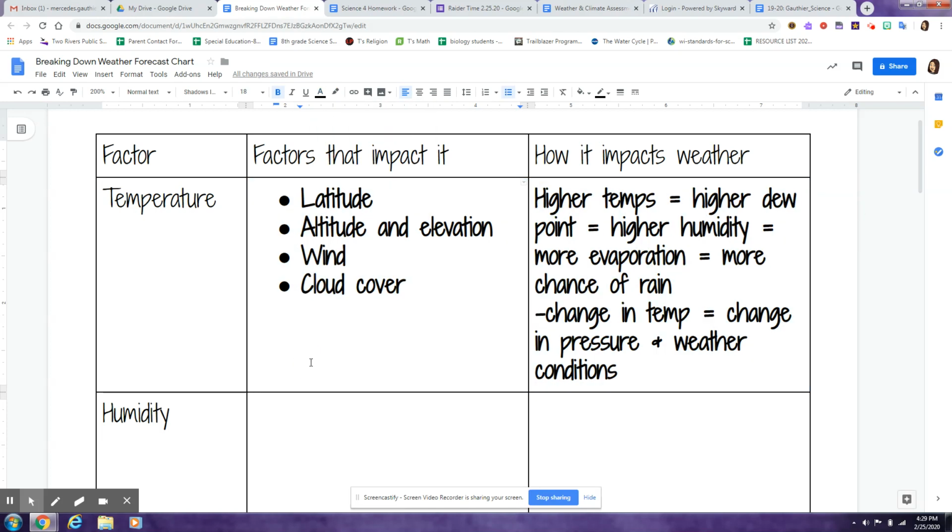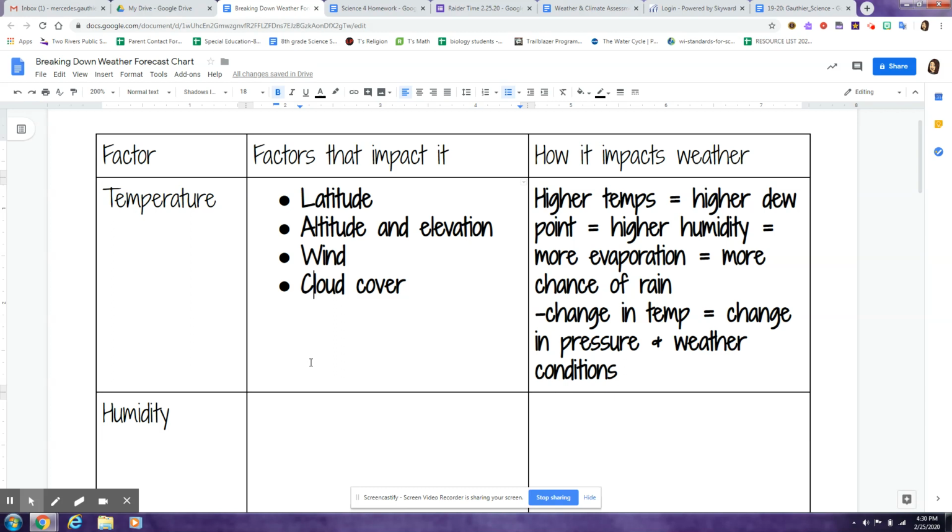Okay, so for temperature, the things that impact temperature are the latitude. The further from the equator you get, the colder your temperature gets. Those movements away from the equator are the latitude lines. Altitude and elevation: if you go higher up on a mountain, it is also colder than it is down at sea level. Wind, we can totally relate to this in Wisconsin. In the winter, we have wind chills, and it feels much colder because of the wind. And then lastly, cloud cover. The amount of sunshine that is able to get through really affects the temperature as well.